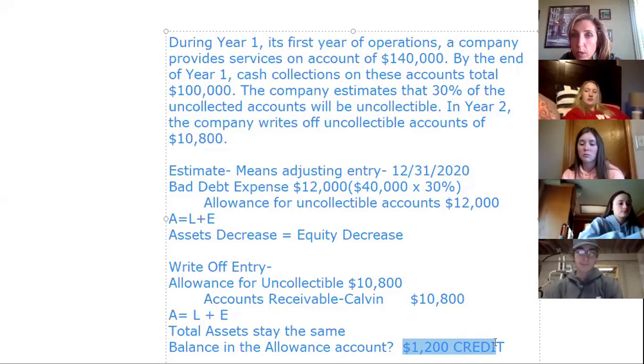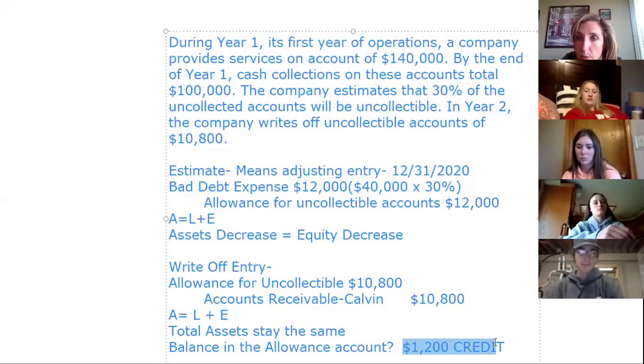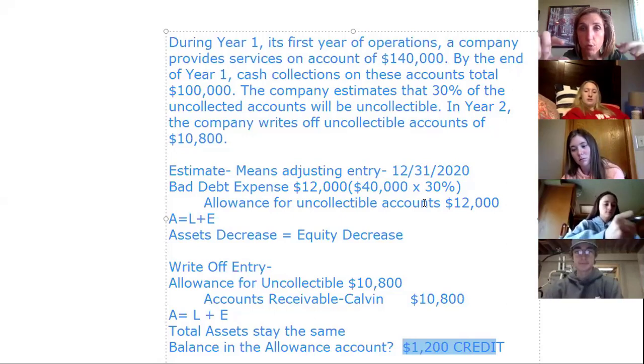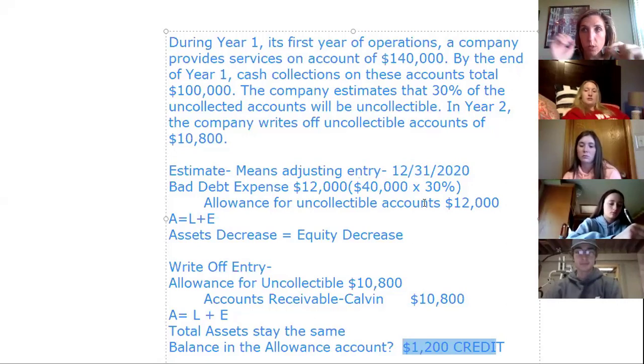Because remember what I said before, this percentage up here is telling me what I want the balance to end up being. So this example I first did assumed that there was a 0 balance in the allowance account. If there's already a balance in there and it's a credit, you have to subtract that from your percentage that you first calculate, right? What if there's a debit balance in the allowance account?